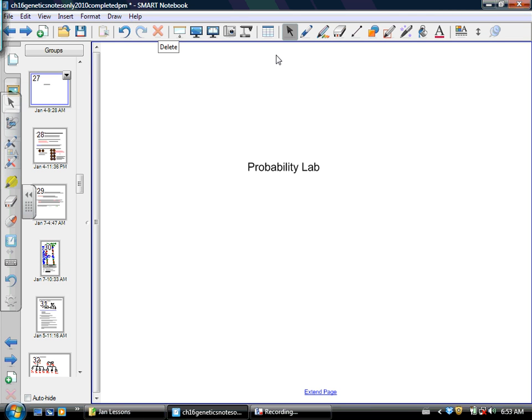Right. So after we had gone over Punnett squares and different types of problems and test crosses, we did do a couple of little labs. The first one was lab 20. You should make sure that you get a copy of each lab.